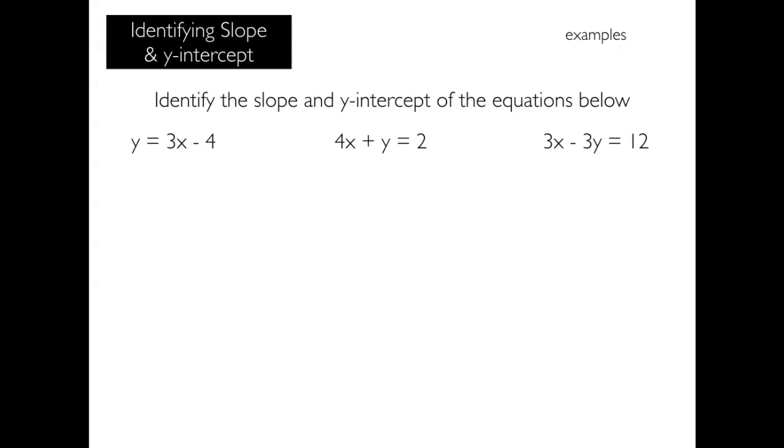The second one you need to rearrange to isolate y to get it in y equals mx plus b form. So I'll give you a moment to do that. You should result with y equals -4x plus 2. -4 is the slope. 2 is the y-intercept. The third one, you need to also rearrange to isolate y, so I'll let you do that.